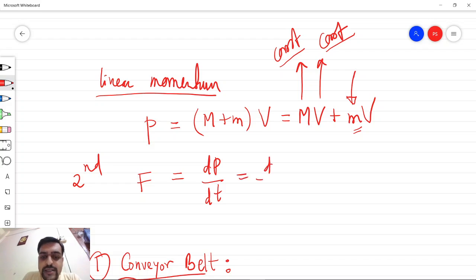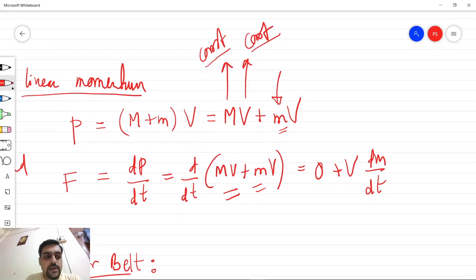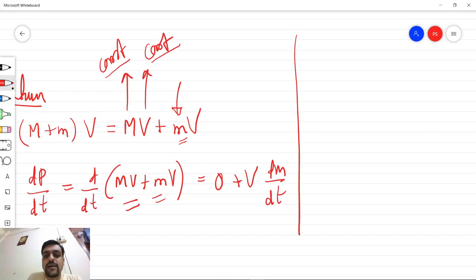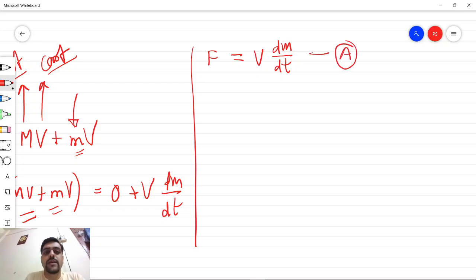So when we differentiate these quantities, Mv plus small mv, the Mv term is constant and hence its derivative is 0. This speed v is constant and we get v dm by dt. So the force acting on this conveyor belt system along with the mass of the material is equal to v into dm by dt. Call it equation A.